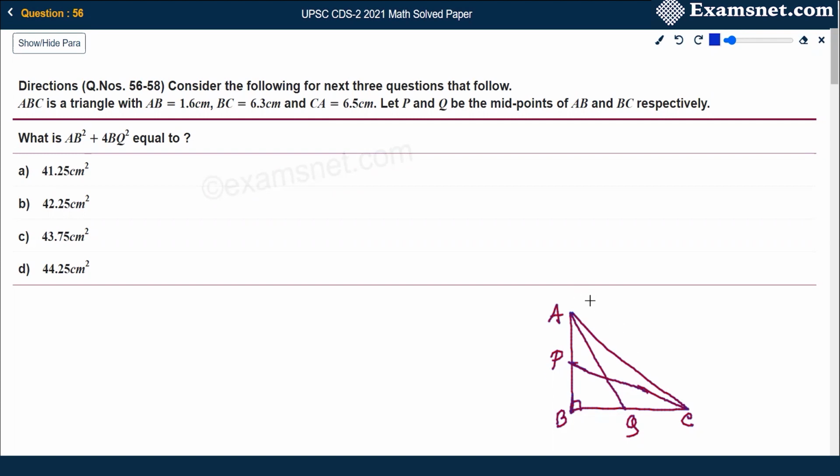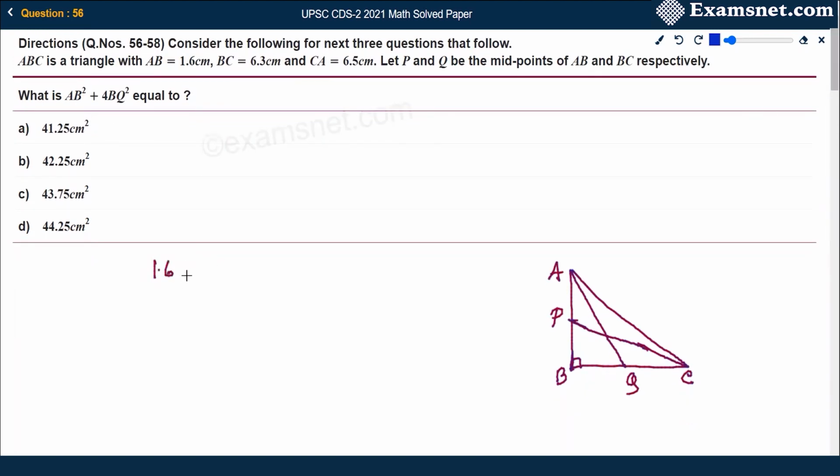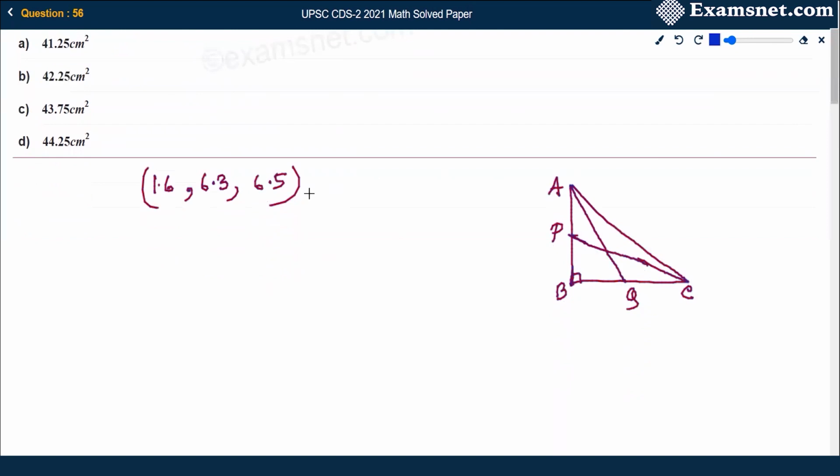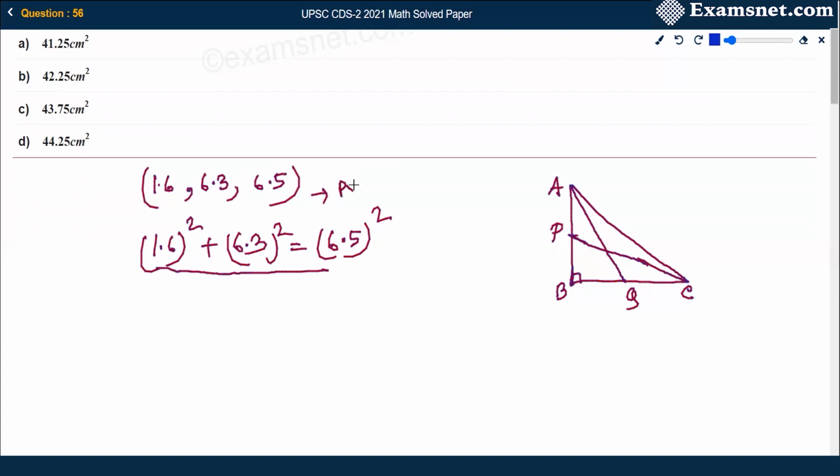I have already drawn it as a right angle triangle ABC. Now, how can I be sure that this is a right angle triangle? First of all, the given numbers, that is 1.6, 6.3, and 6.5, are a Pythagoras triplet. How can I be sure about that? Because we know 1.6 whole square plus 6.3 whole square will give us 6.5 whole square. So since these three numbers satisfy this relation, they are called a Pythagorean triplet. Since these are the lengths of the sides of a triangle, obviously that triangle will be a right angle triangle. I have already drawn the figure here.